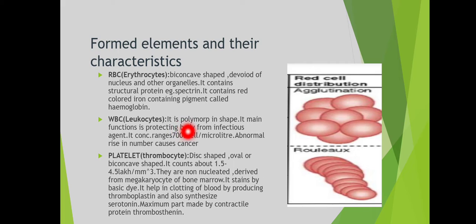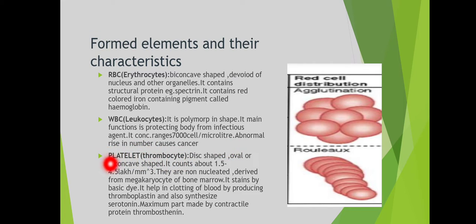White blood cells, as I have already discussed, are of two types, granulocytes and agranulocytes. They are polymorph in shape, meaning the nucleus also has different shapes which can be identified easily. Their main function is protecting the body from infectious agents. The concentration ranges around 7,000 per microliter, and an abnormal rise in the number causes cancer.